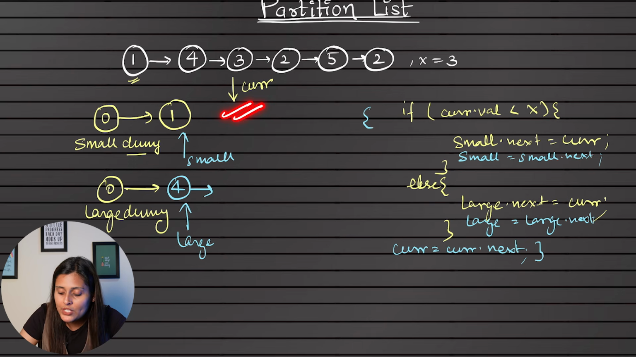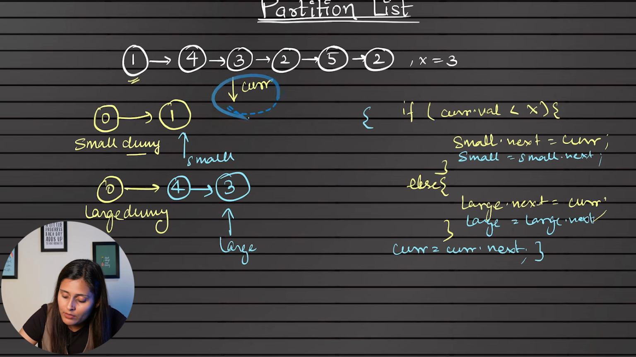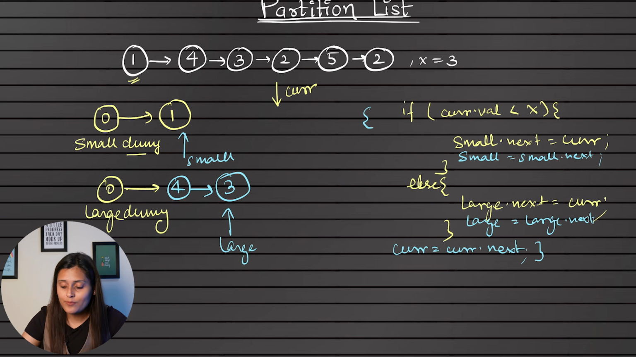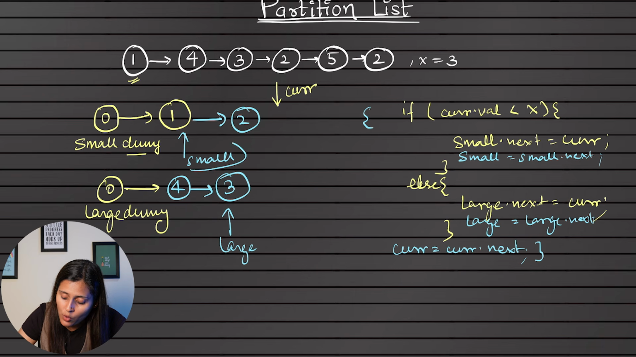Now again next time we'll check, hey, are you less than x? No, I'm not. So again in the large dot next, we will connect 3. Again we will move large ahead and we will move current ahead. Again, now we'll check, hey, are you less than x? Yes. Then connect yourself in small dot next. So to small dot next, we will connect 2. Now we will move small ahead and we will move current ahead.